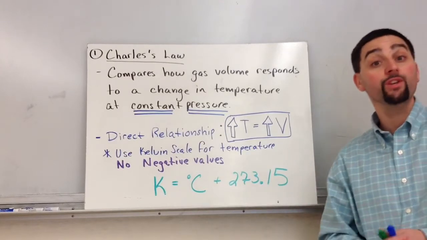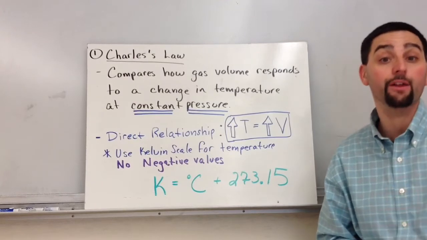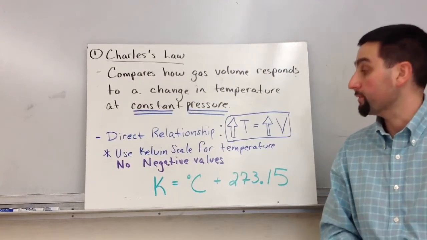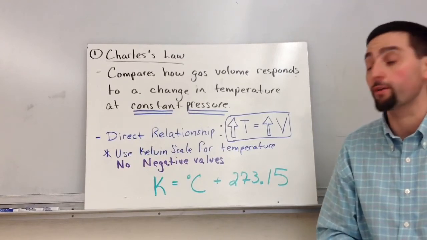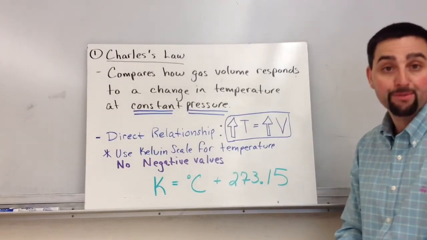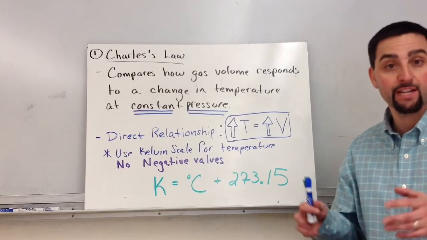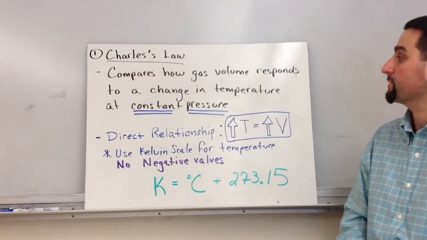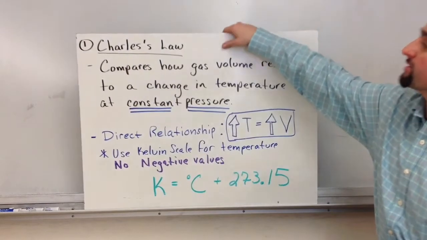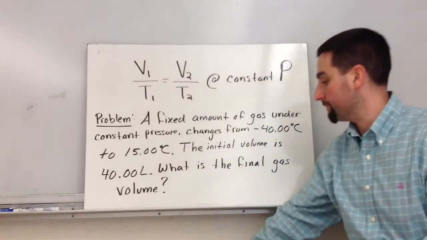And once again, why do we use Kelvin? Because there are no negative values. The coldest that Kelvin gets is 0 Kelvin, which is called absolute zero, where particles actually cease to even vibrate. So very, very cold temperatures. Let's take a look at one of these problems.